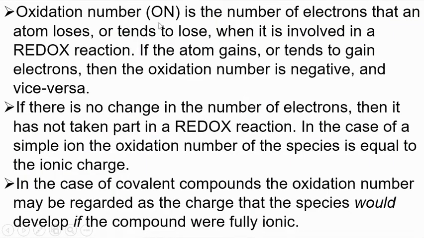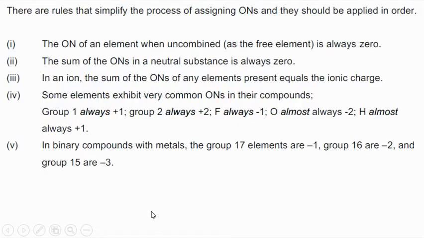All right, oxidation number is the number of electrons that an atom loses or tends to gain when it's involved in a redox reaction. If the atom gains or tends to gain electrons, then the oxidation number is negative, and vice versa. If there's no change in the number of electrons, then it hasn't taken part in the redox reaction. In that case, it's equal to the ionic charge. And in the case of covalent compounds, the oxidation number may be regarded as the charge that the species would have if the compound were fully ionic.